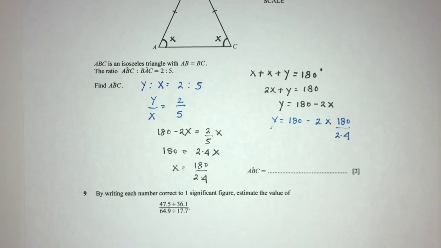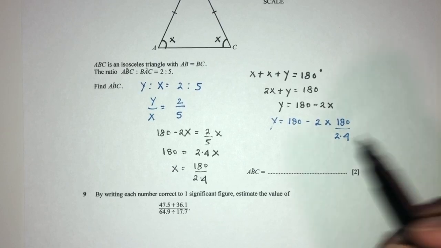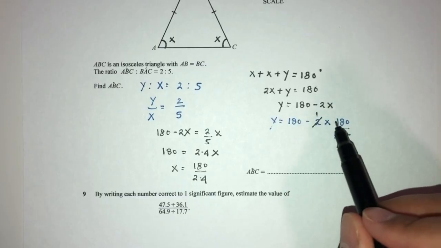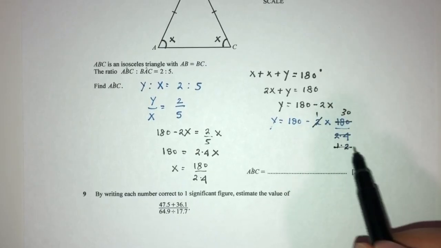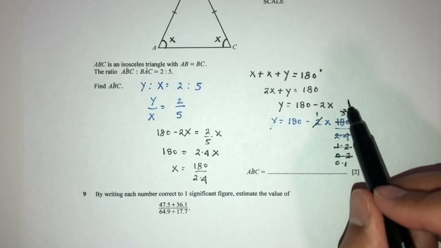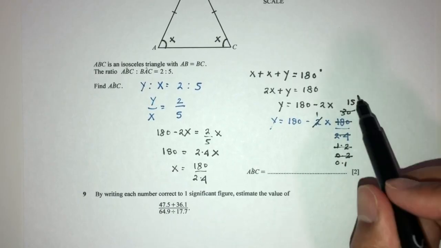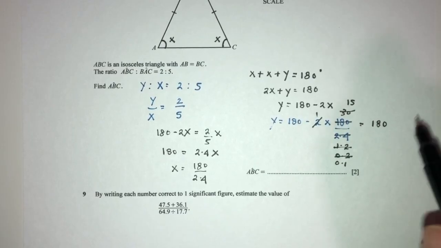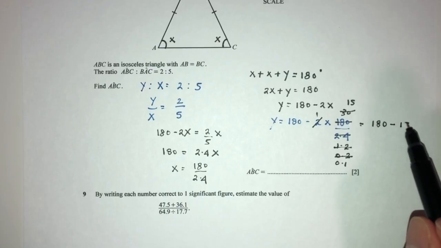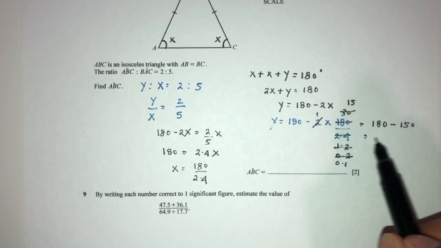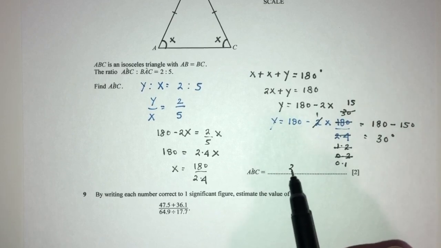We can always try to simplify first and then see what happens. Divide by 2, that becomes 1.2. Divide by 6, that becomes 30. That becomes 0.2. Divide by 2, that becomes 0.1, and that becomes 15. Multiply by 10 on both sides, so we can change that. That becomes 180 minus the value of 150, right? If you take 15 divided by 0.1, you will have 150. So your answer is y is equal to 30 degrees.